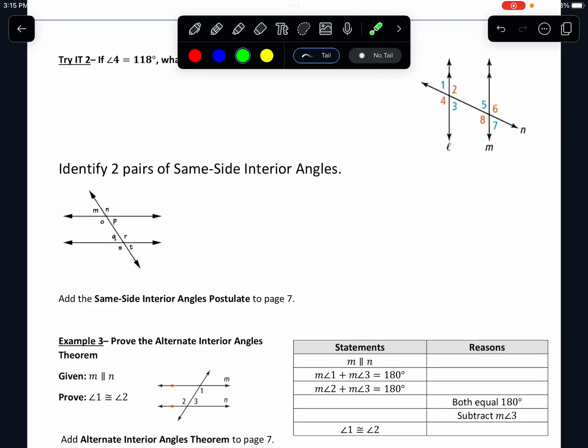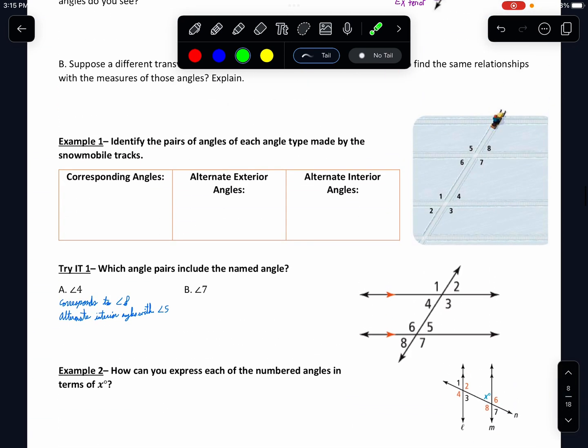Welcome back to the second video on Big Idea 2A. This is parallel lines cut by a transversal and the angles created therein. So we talked about the different angle relationships on the previous lesson.